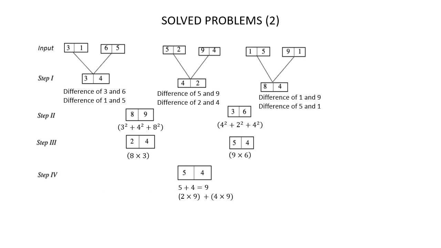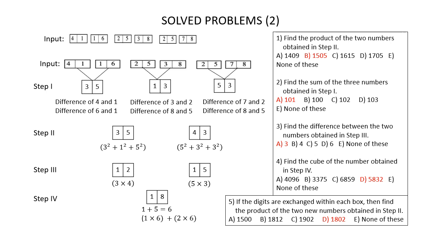Now that you have found out the pattern followed here from the input to the output, let's use this same pattern for the given input in the question and then answer the given questions. This is the given input in the question. As you can see here, there are 6 numbers in this input and each number is written within a box and each of these input numbers are split into their respective digits.